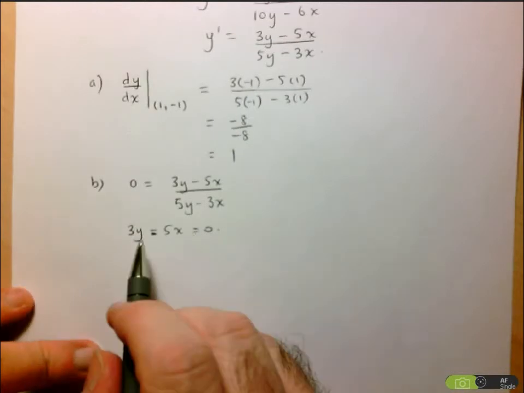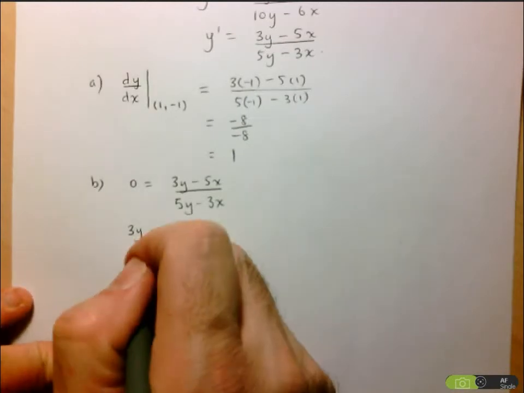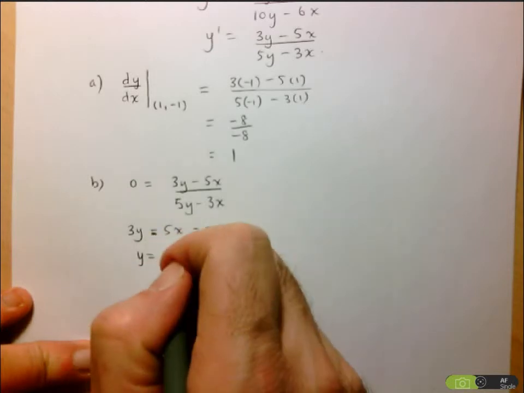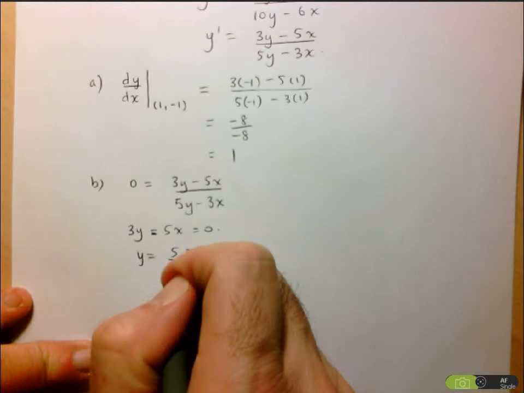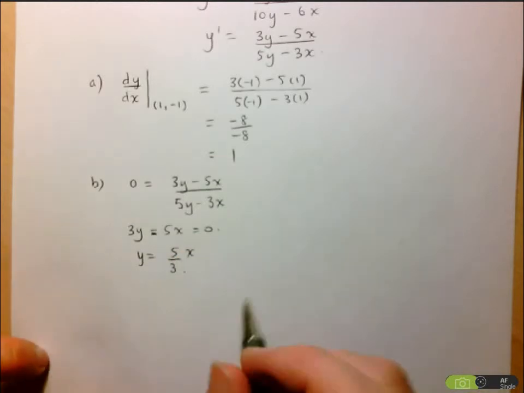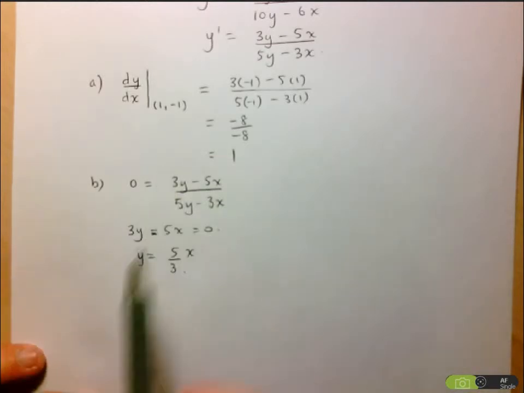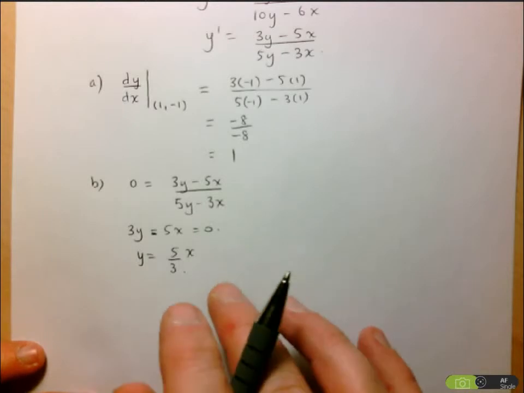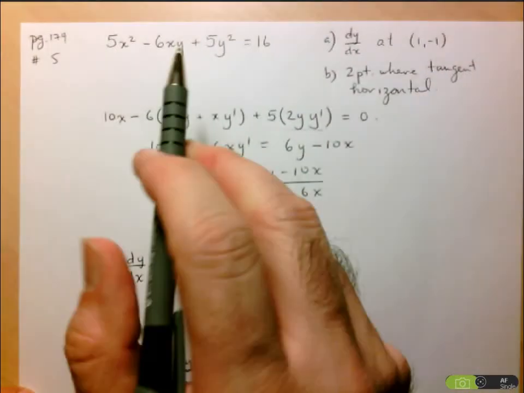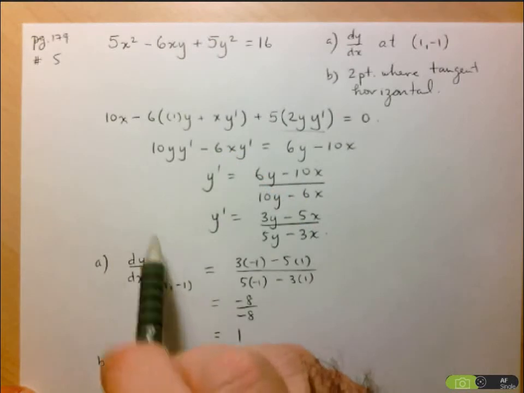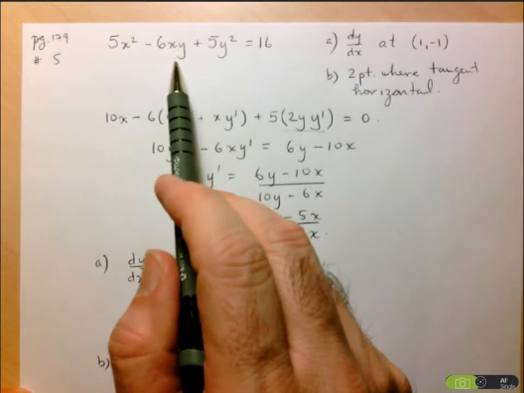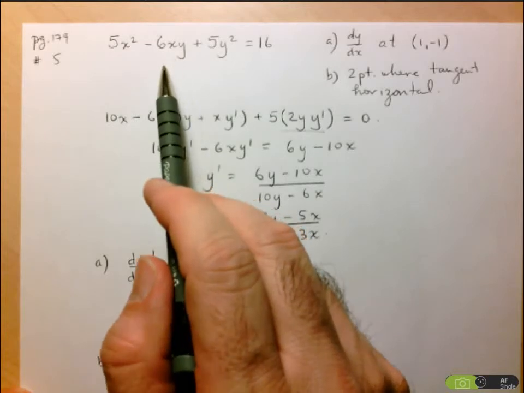And what we can find now is a relationship between y and x. So y is going to have to be equal to, bring the 5x to the other side and divide by 3, so 5/3 x. So the derivative will be equal to 0 when y is equal to 5/3 x. So we need to determine when that happens, and to do that we have to go back to the original equation. Anywhere we see a y, we're going to replace it by 5/3 x and then solve for x.